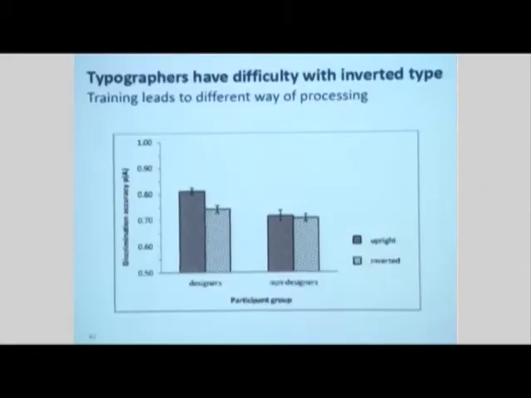So in this study, I did manage to include a group of designers, typographers, and also a group of non-designers because my primary aim was to see whether designers are looking at type in a different way. And on the left-hand side is a measure of how well people were able to discriminate. So the higher the value, the better people are able to discriminate. Now you do see that the typographers, the designers, are better overall.